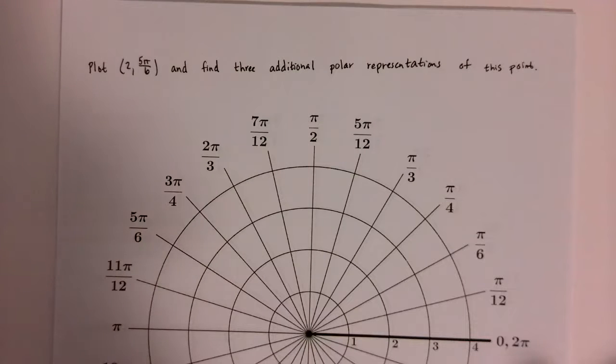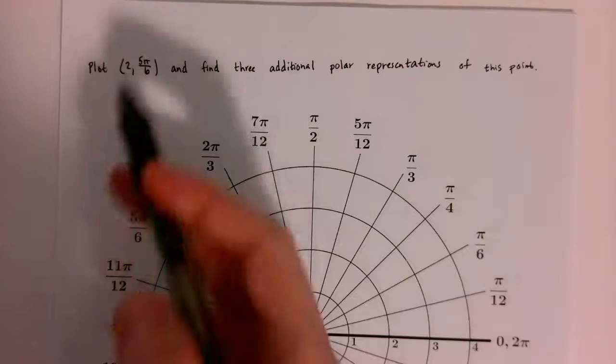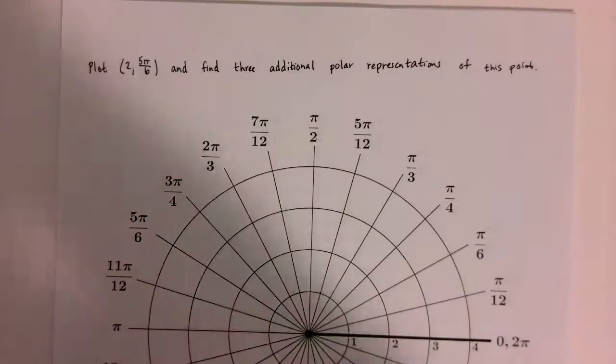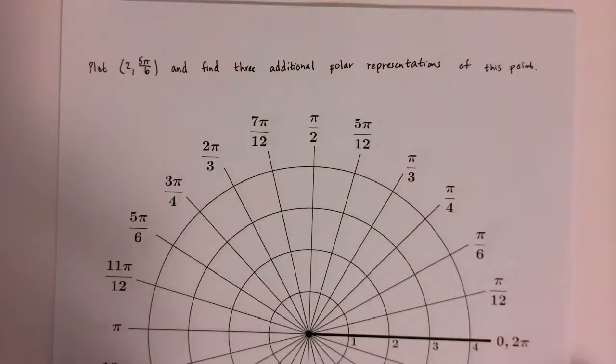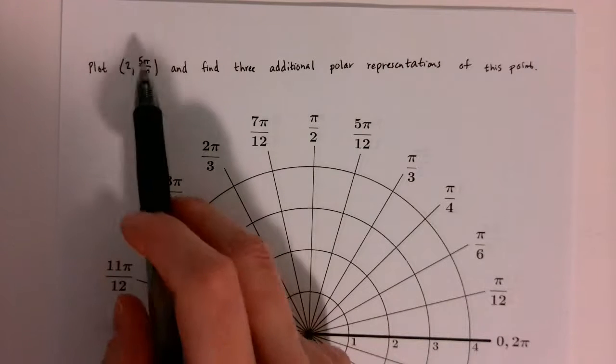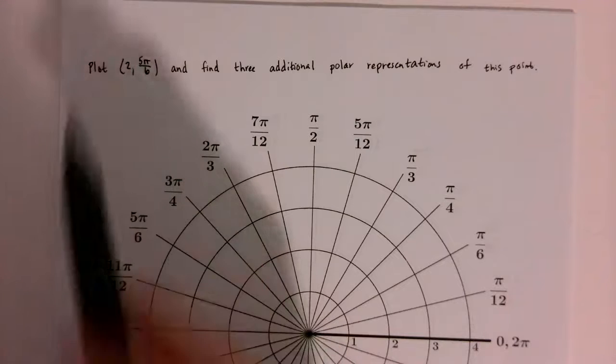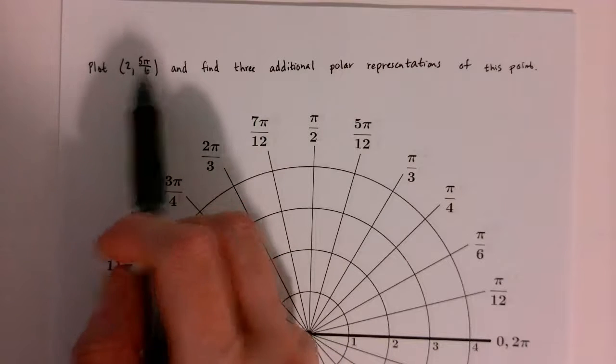So we're gonna do another example like what we did yesterday, where we're plotting a polar coordinate, but then also renaming that polar coordinate. So the first thing that we want to do is figure out where this point lies. All right. So luckily these are both positive.